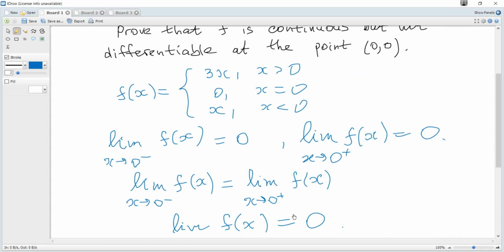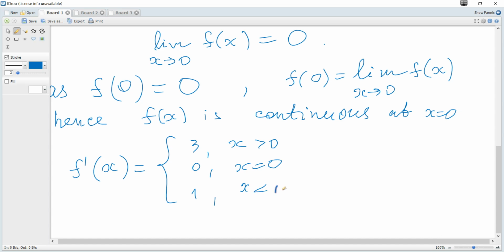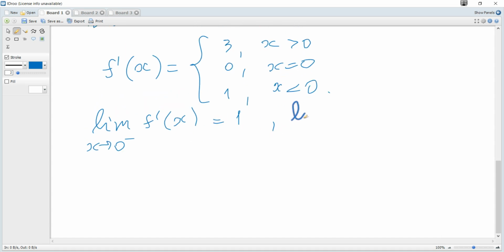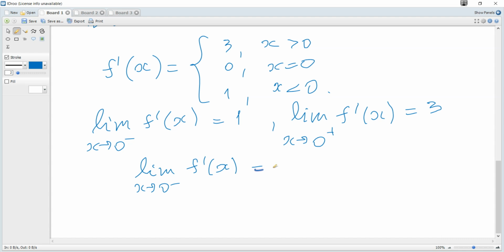When x is greater than 0, x is less than 0. So the limit of the derivative when x tends to 0 from the left is just 1, and the limit of the derivative from the right, also just substituting this value for x, becomes 3. And since the limit of the derivative when x tends to 0 from the left is not equal to the limit when x tends to 0 from the right, the limit of the derivative when x tends to 0 doesn't exist.